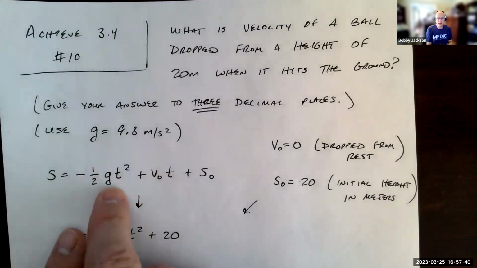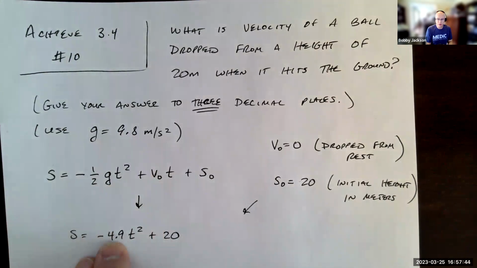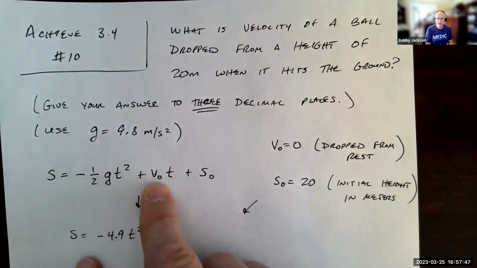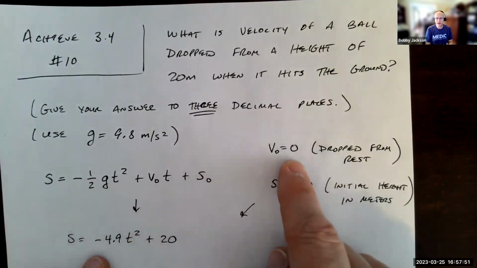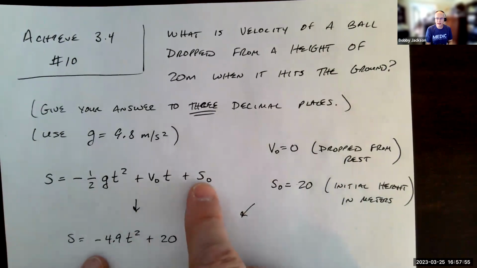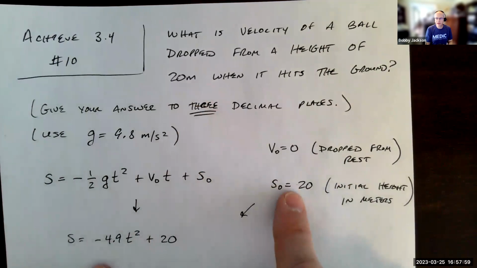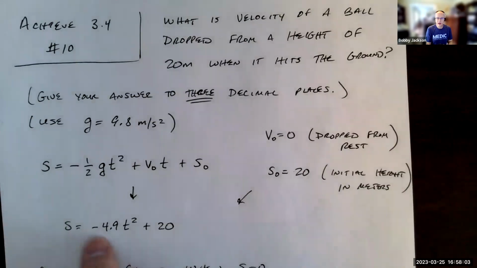So if you plug in g equals 9.8 here, you'll have negative 4.9 t squared. v sub 0, what's the initial velocity? Well, since it's dropped from rest, the initial velocity is just 0. That whole term goes to 0. Okay, and then s sub 0, that's the initial height. And since we're at 20 meters, s sub 0 is 20. Okay, so this is the height of this ball above ground.